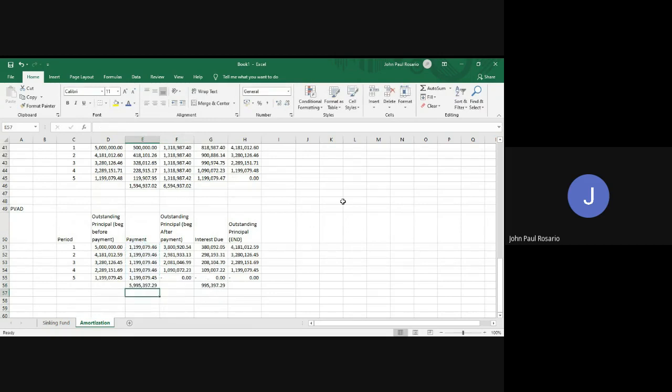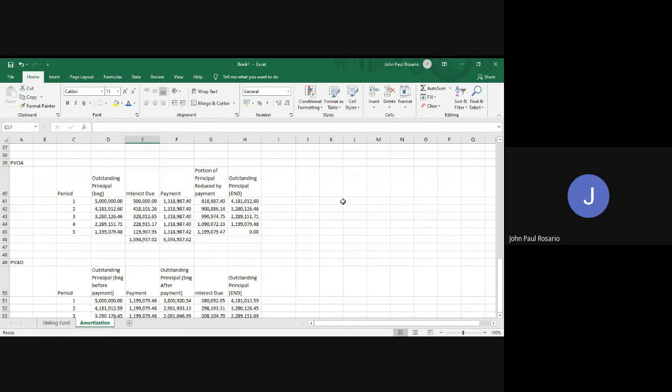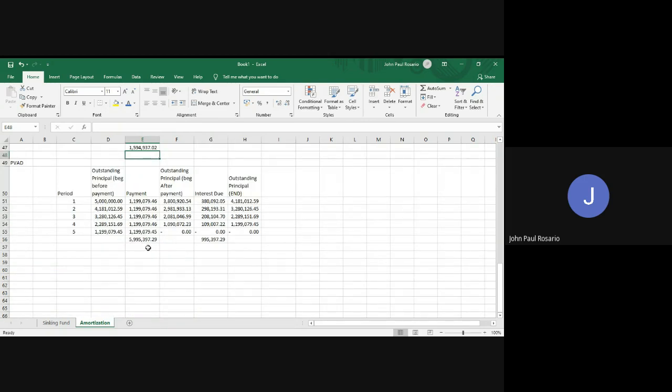Now, if you want to know how much interest you have paid for the 5 years based on your outstanding principal, you can simply deduct from your total payments the amount of your beginning liability. So the amount will be equal to your total interest due. Same as here: from the total gross payments, you deduct your principal, and you get your interest for the whole life of your liability.